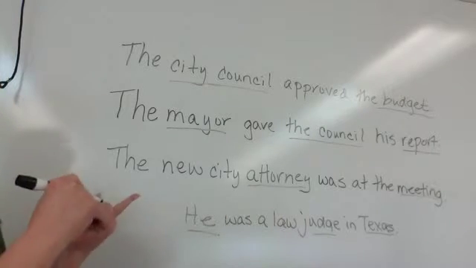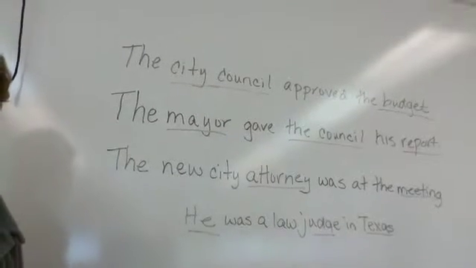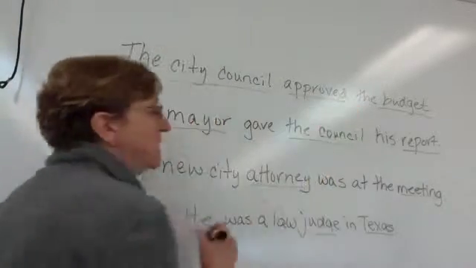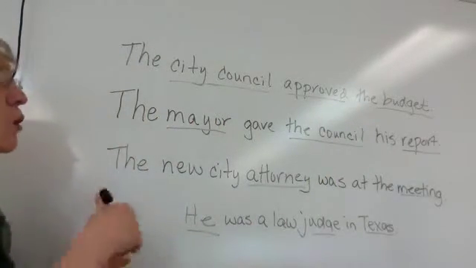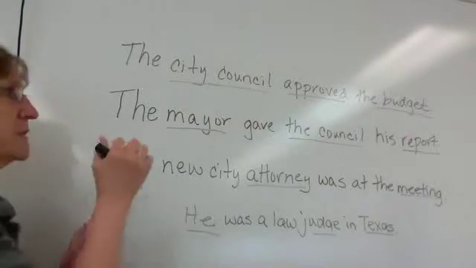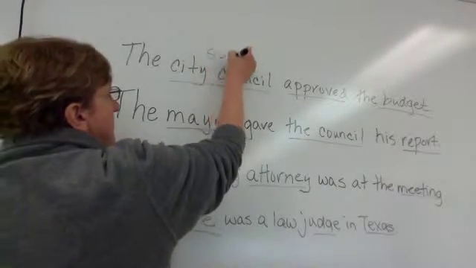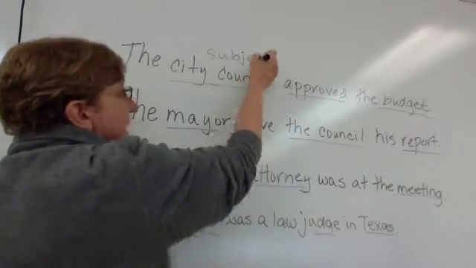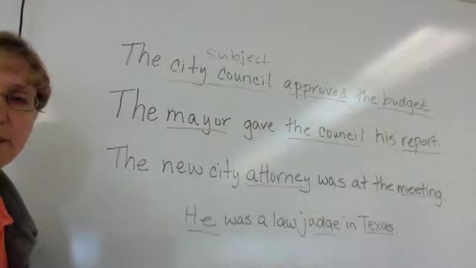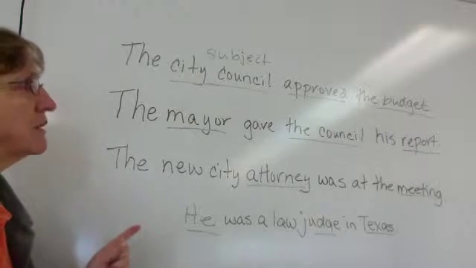Okay, so in this first sentence, the city council approved the budget. Let's take a look. Where is our verb? Approved. Okay, that's what they did. That's the action that they did. So this is how you approach it. Who did the approving? The city council did, so they are the subject. Who did the action is always going to be your subject. Who did the action? Okay, so city council is a subject.